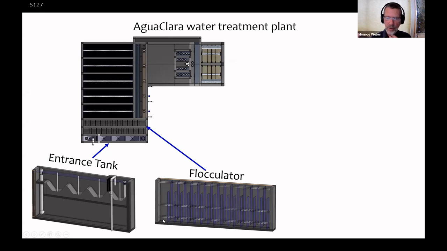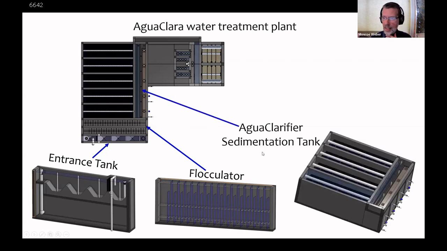The flocculator, the water has to go up and down, up and down, up and down, and go through many expansions and contractions and generate lots of turbulence and ultimately generate lots of collisions between particles. From there, it passes into the sedimentation tank.